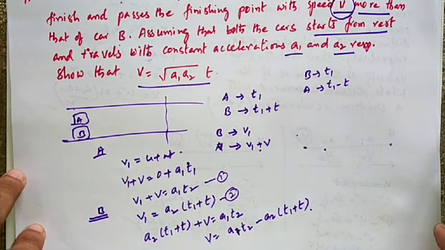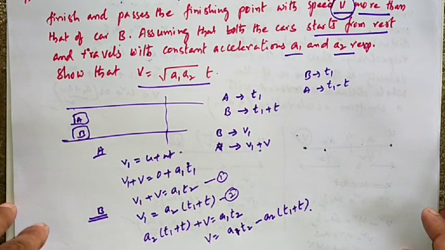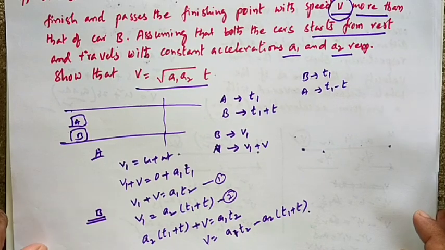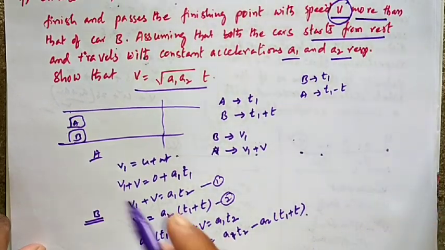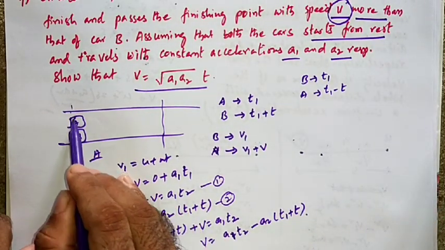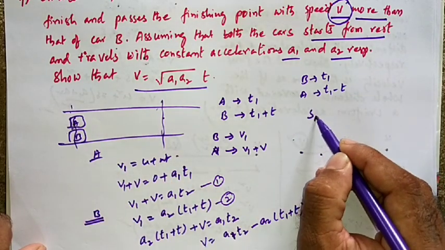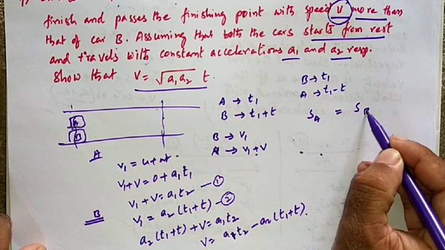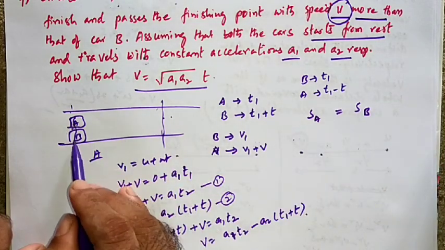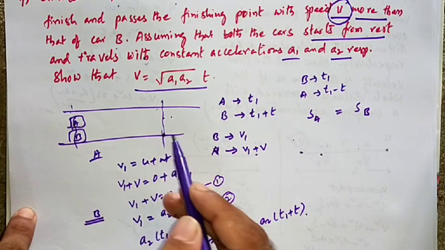Okay. Now let's see, the total distance traveled by both the cars is equal. Why, sir? Because it is the race, with the same starting point and ending point, SA and SB. So then SA is equal to SB. Distance traveled by car A and distance traveled by car B are the same.